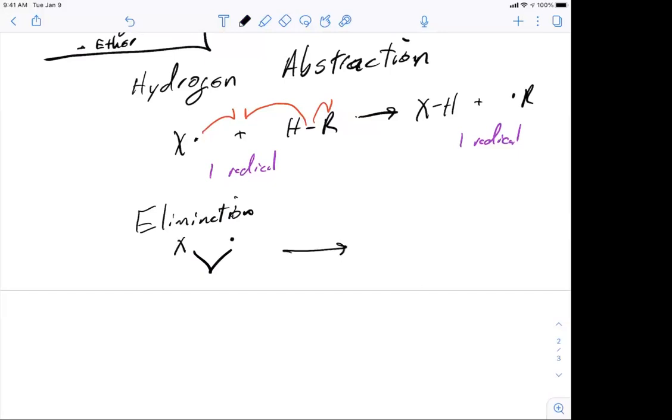Which is the reverse of our addition. All half barbed arrows there, so we get a radical plus then our double bond back. So we look at it, we have a radical, one radical goes to one radical.